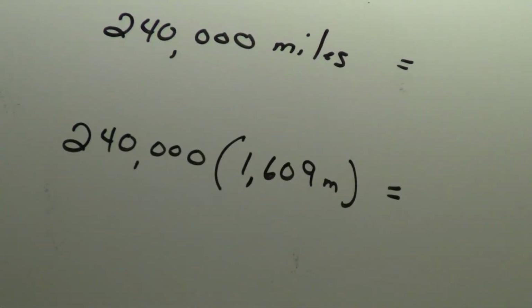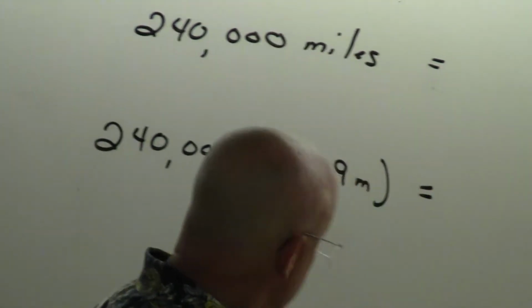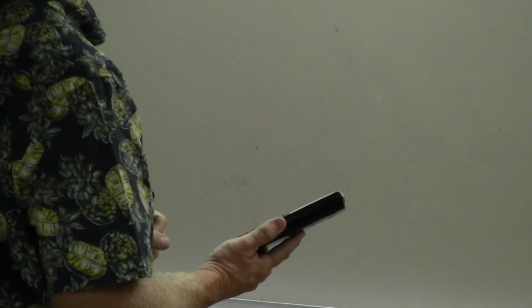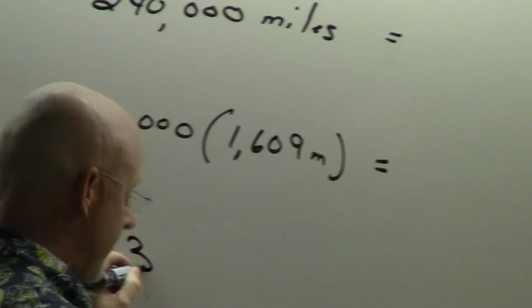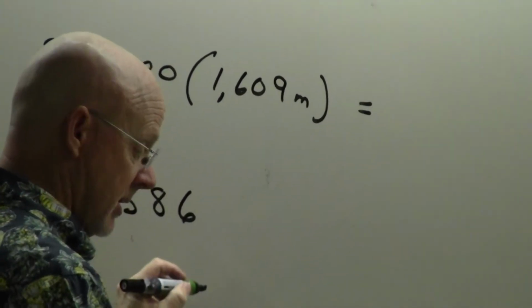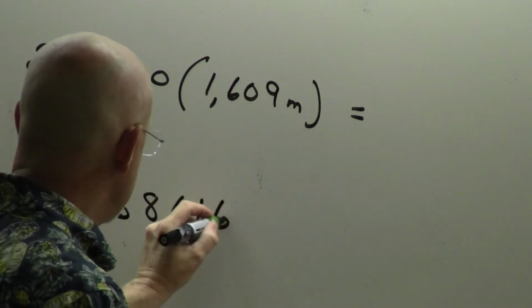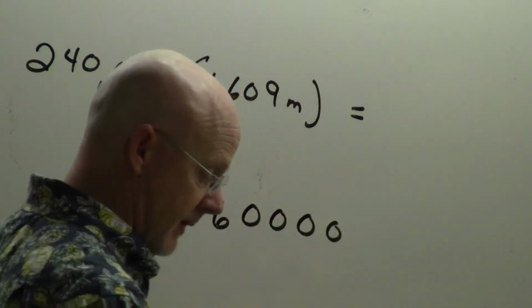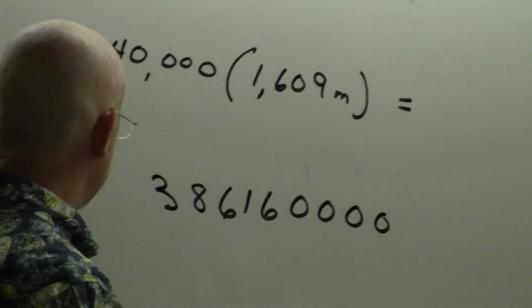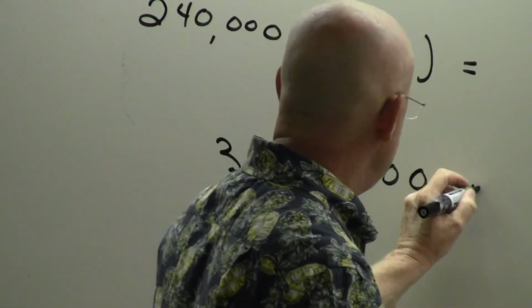So whichever way might be a better way for you to think about it, you're going to get this same answer. And so I will take the 240,000 miles and then multiply by 1,609 meters and come up with 386,160,000. I think that's it. 4 zeros, 16, yeah. And then that would be meters.